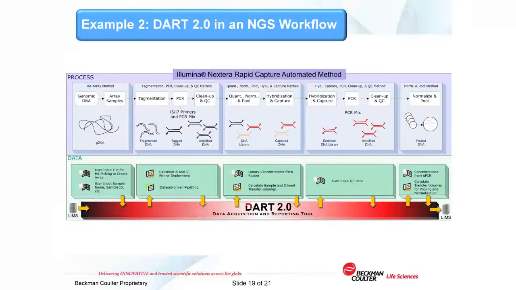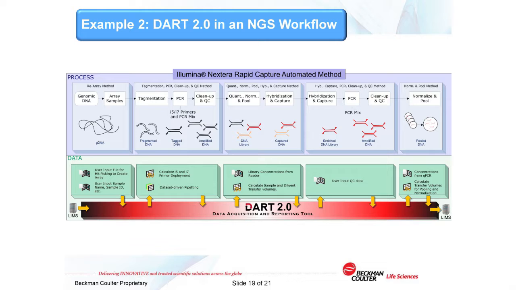So I created this schematic just to illustrate various points where you could work Dart into a fairly lengthy NGS protocol. This is the Illumina Nextera Rapid Capture method. On the top row, we have the actual parts of the workflow in various bins. We'll rearray the genomic DNA, we'll do the tagmentation and actual library preparation steps in this bin. We'll quantify, normalize, and pool the libraries, do the hybrid capture part of the workflow, and then normalize and pool the libraries post-capture for sequencing.